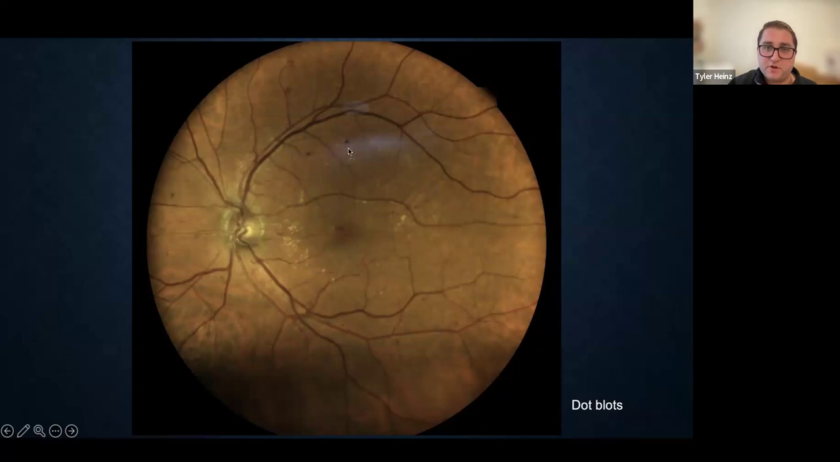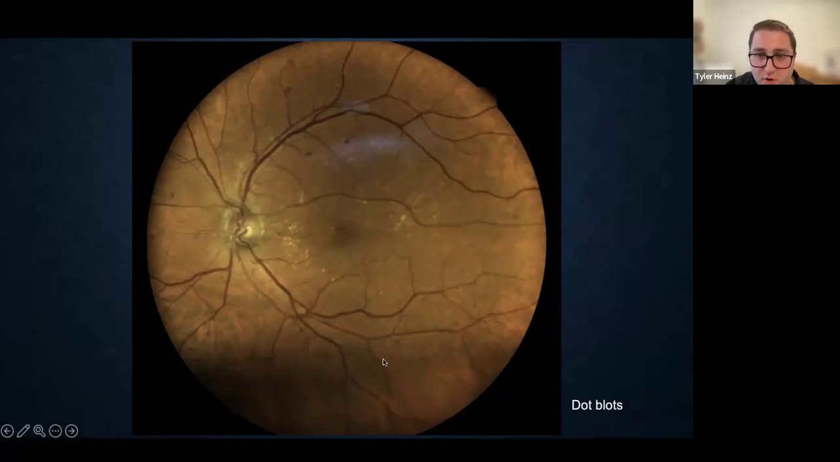But the big things I wanted to show you here, just some little dot blot hemorrhages. Again, this is early diabetic retinopathy. We might say this is non-proliferative because it's not going crazy yet. But again, it is our early stages. And these do look like some very little lipid deposits as well. But again, the big thing was our dot blot hemorrhages.